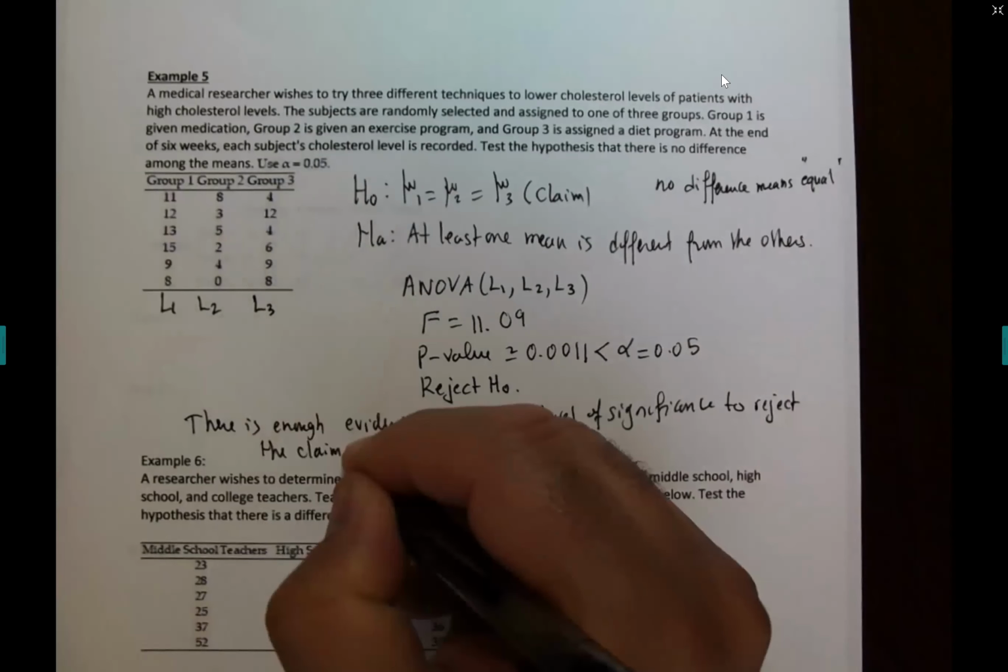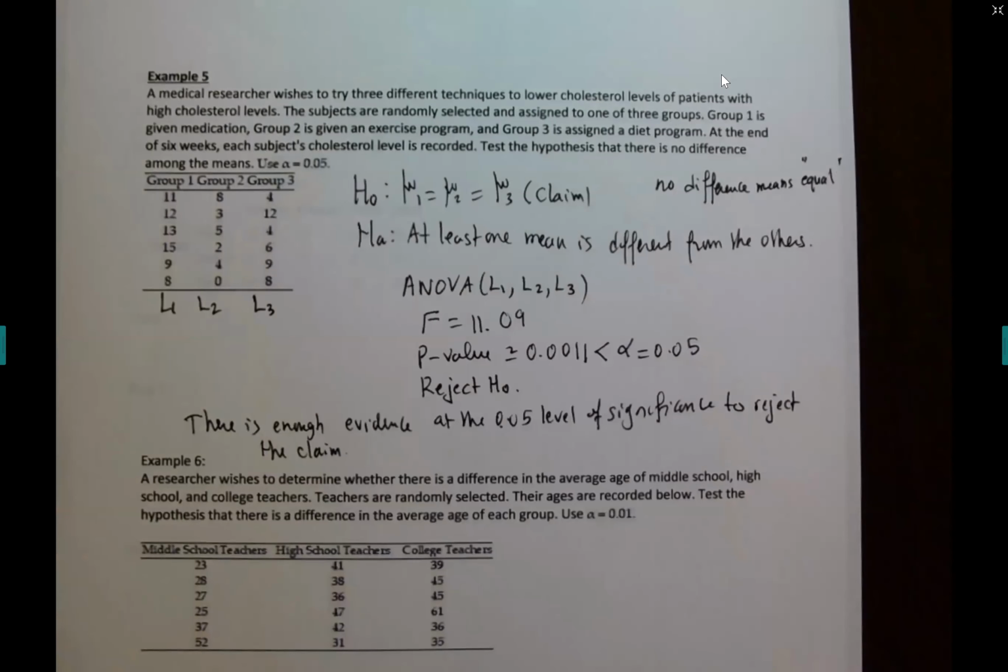To reject the claim that there is no difference among the means. So probably there is a difference. And to be honest with you guys, I can see probably the difference. It looks like group 1 is different from the other 2 groups if you look at them carefully. All right, next question.